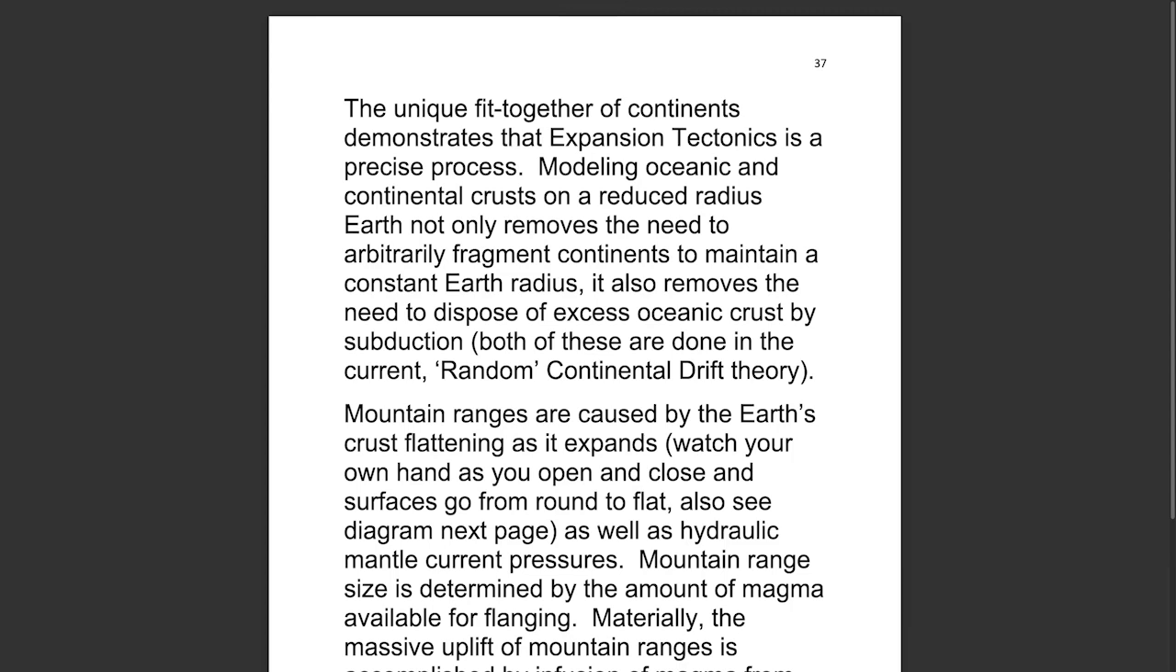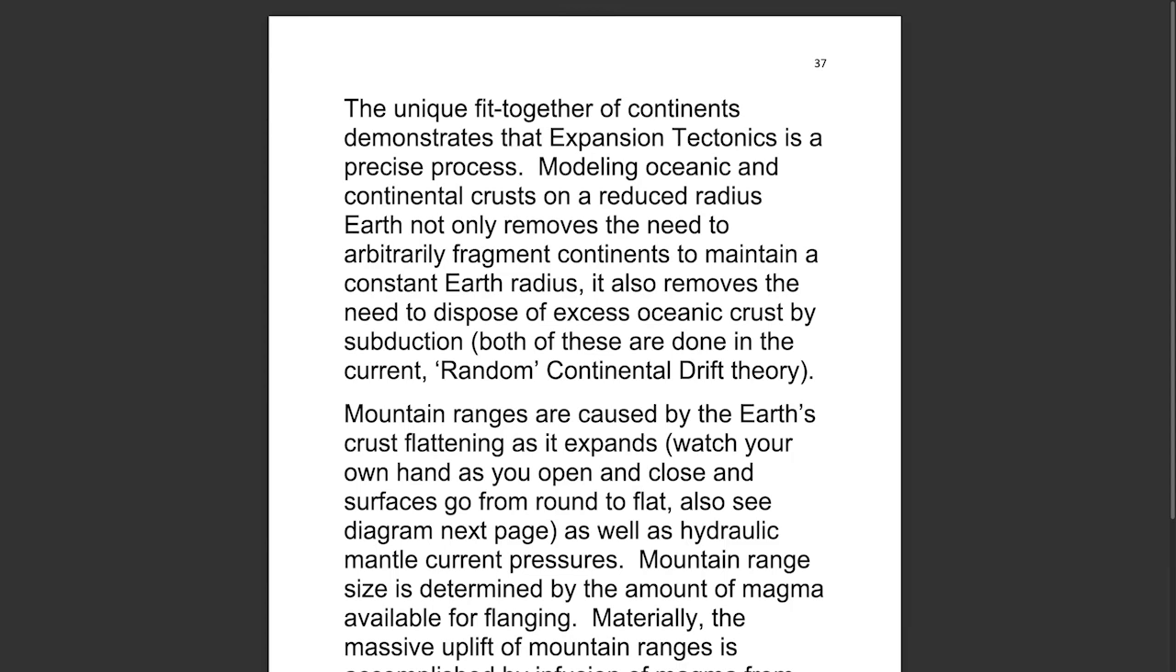on a reduced radius Earth. It not only removes the need to arbitrarily fragment continents to maintain a constant radius, in other words, break them into pieces, it also removes the need to dispose of the excess oceanic crust by subduction. Both of these are done, as previously explained, in the random continental drift theory.